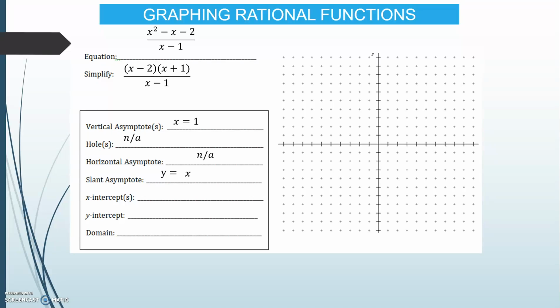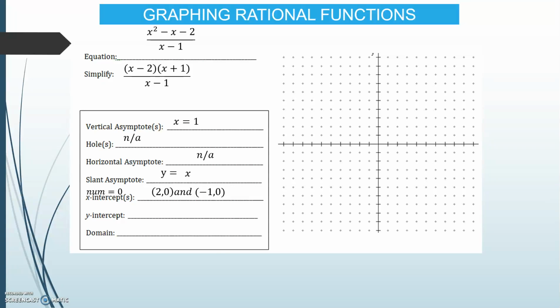Next, we move on to our x-intercepts. So as a reminder, that's where the numerator is equal to 0. So in this specific example, that's where this top one, x minus 2 times x plus 1, is equal to 0. And so there are two values there, positive 2 and negative 1. So we've got two x-intercepts.